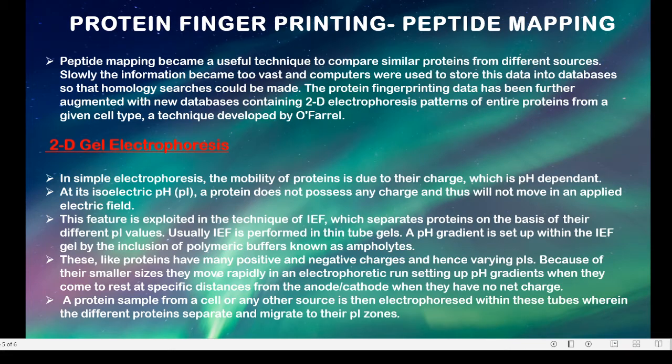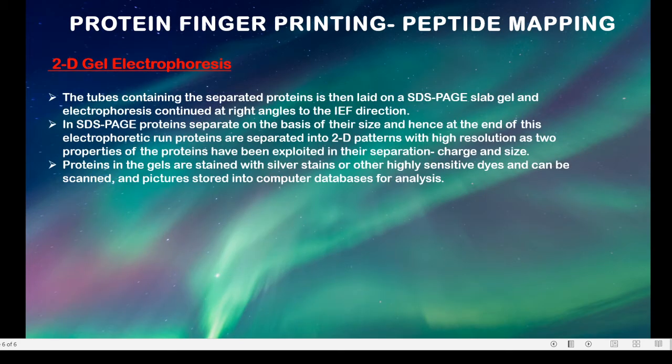After you make this pH gradient, you load your sample in the capillary tube, and the protein, depending upon its isoelectric point, will migrate to that pH. Once it reaches its isoelectric point, the charge will become 0 and the protein will stop moving ahead, getting concentrated at its particular pH. Now you need to take out the capillary tube after the separation and subject the same capillary tube to a second technique called SDS PAGE.